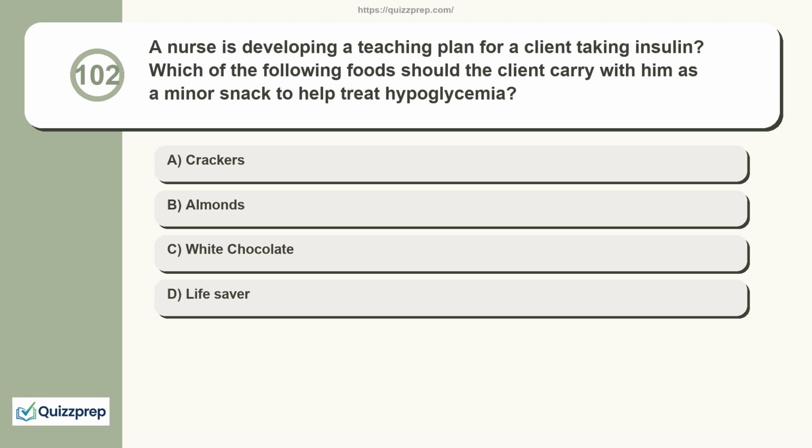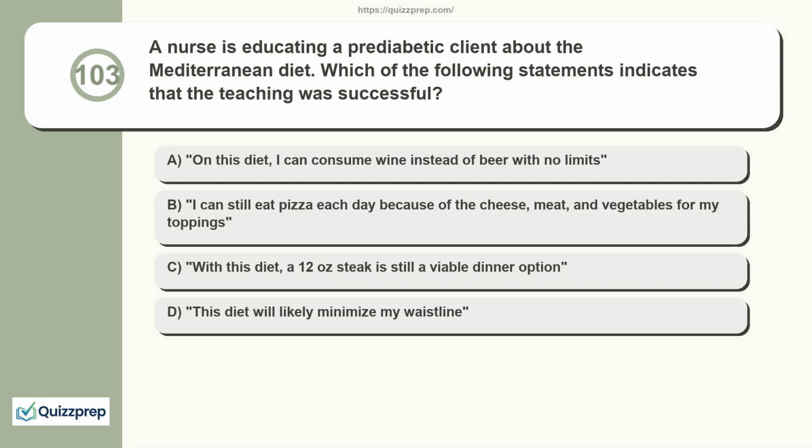Question 102. A nurse is developing a teaching plan for a client taking insulin. Which of the following foods should the client carry with him as a minor snack to help treat hypoglycemia? Crackers, almonds, white chocolate, Lifesaver. Question 103. A nurse is educating a pre-diabetic client about the Mediterranean diet. Which statement indicates that the teaching was successful? On this diet, I can consume wine instead of beer with no limits. I can still eat pizza each day because of the cheese, meat, and vegetables for my toppings. With this diet, a 12 ounce steak is still a viable dinner option. This diet will likely minimize my waistline.